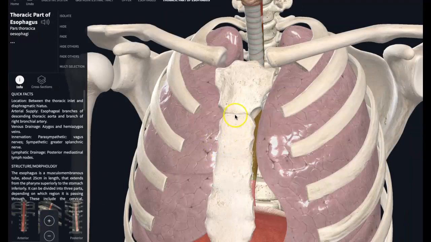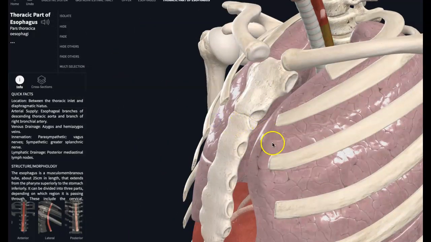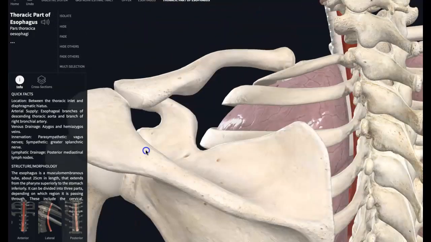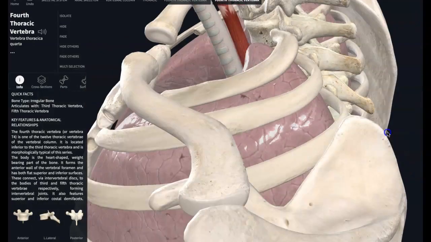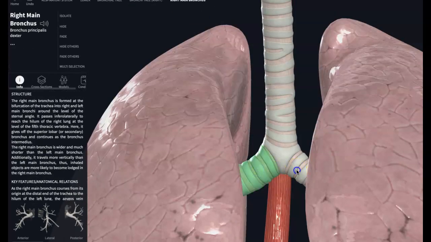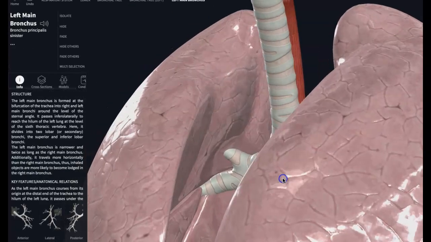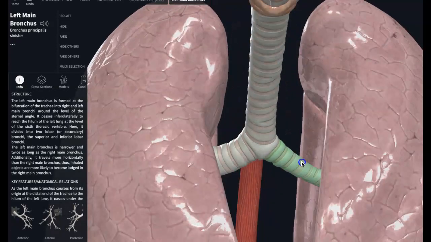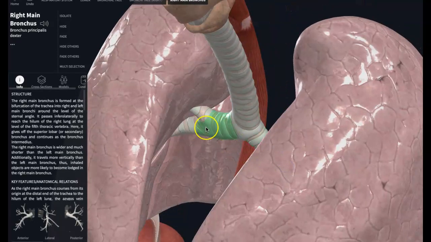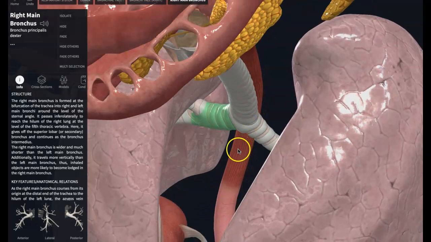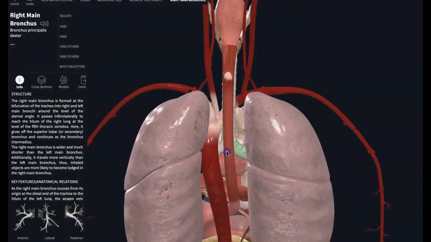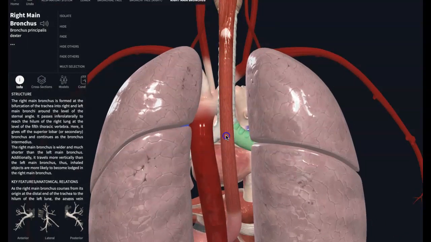At that level of the sternal angle, which is also level posteriorly with the body of T4, the trachea divides into the right and the left bronchi, which then enter the lung. So there's the left bronchus entering the lung and the right bronchus entering the lung. At this point, the esophagus also curves anteriorly and will now be anterior to the aorta and the trachea.